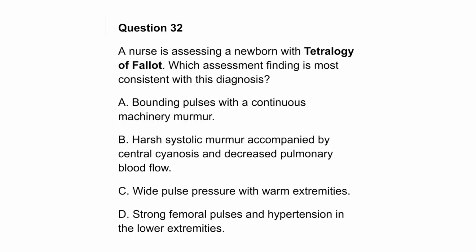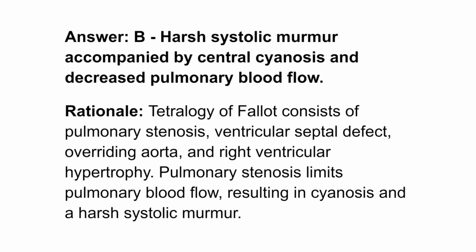C. Wide pulse pressure with warm extremities. D. Strong femoral pulses and hypertension in the lower extremities. Answer: B. Harsh systolic murmur accompanied by central cyanosis and decreased pulmonary blood flow. Rationale: tetralogy of Fallot consists of pulmonary stenosis, ventricular septal defect, overriding aorta, and right ventricular hypertrophy. Pulmonary stenosis limits pulmonary blood flow, resulting in cyanosis and a harsh systolic murmur.